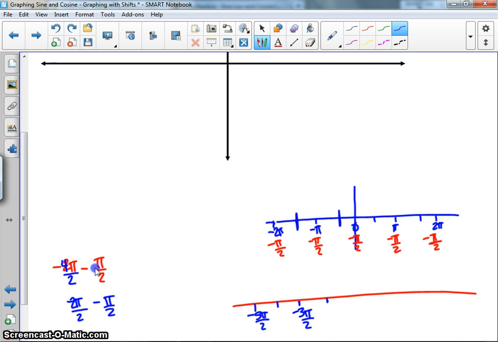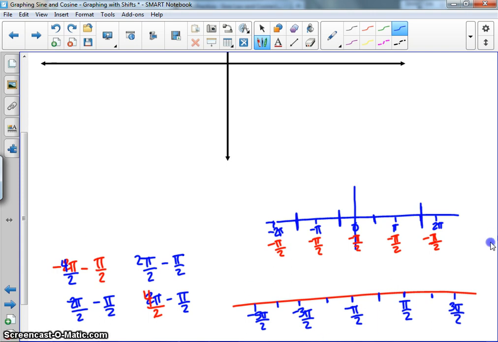And then 0 minus pi over 2, that's real easy to do. It's just going to be negative pi over 2. And then I've got a dash. And then pi, subtract pi over 2. If I get a common denominator, put a 2 in the bottom and a 2 in the top, 2 pi minus pi is just going to give me 1 pi over 2. Then I've got this dash. And then 2 pi minus pi over 2. If I get a common denominator, put a 2 in the bottom, 2 times 2 would be 4 in the top. So 4 minus 1 would be 3 pi over 2.